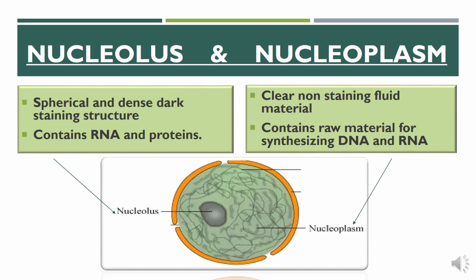Nucleoplasm is a clear non-staining fluid. Non-staining मतलब जब आप stain करते हो during preparation of slides, तो stain absorb नहीं करता nuclear material. So it is a clear non-staining fluid material, and it contains raw material for synthesizing DNA and RNA. तो DNA और RNA nucleus में खुद synthesize होता है because nucleus contains its own genetic material.